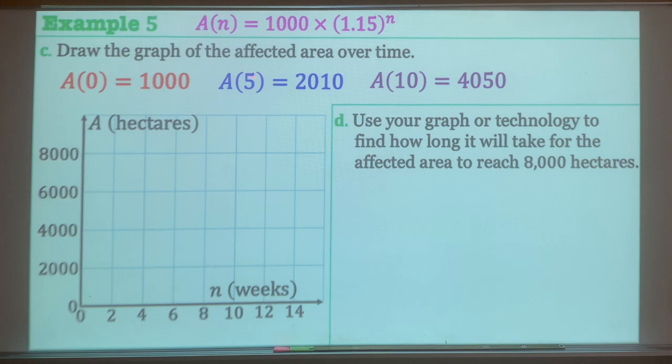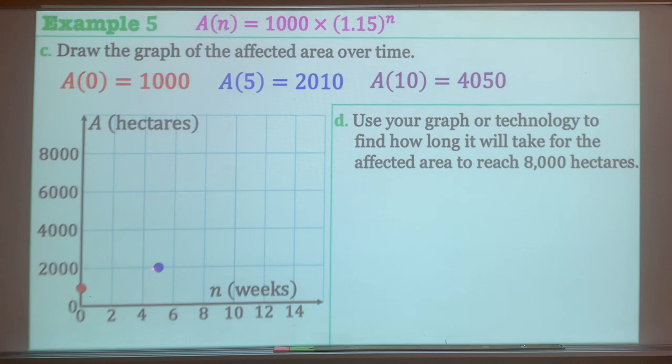You have A0, A5, A10. All right, so that's the 0 weeks, the 5 weeks and the 10 weeks. So I want you to plot these. This is your X, this is your Y. All right, should be plotted. Are you plotted?